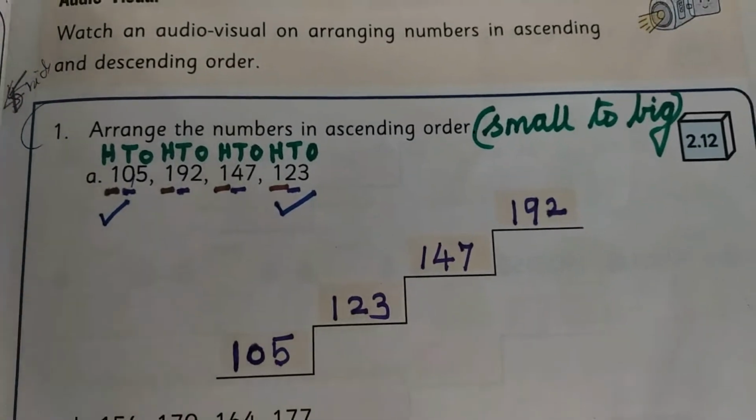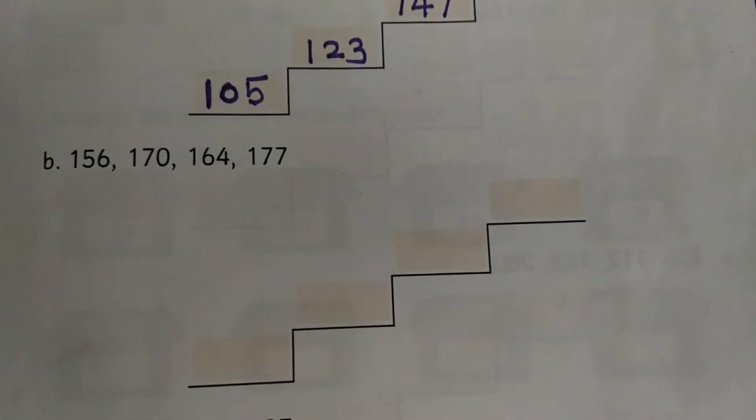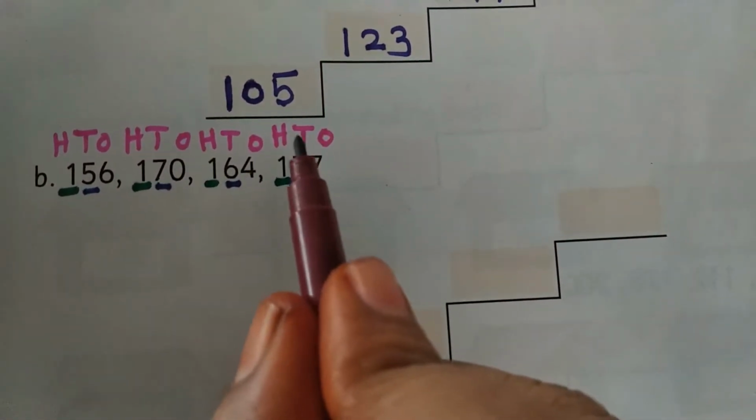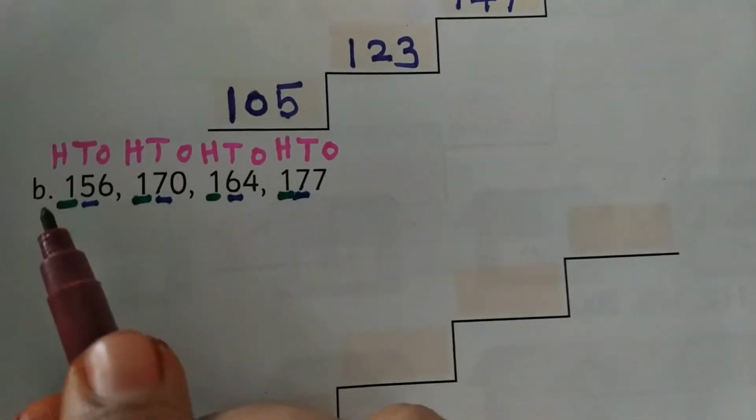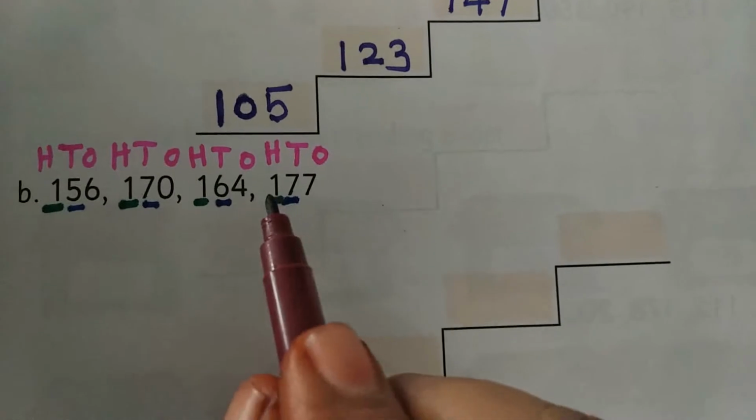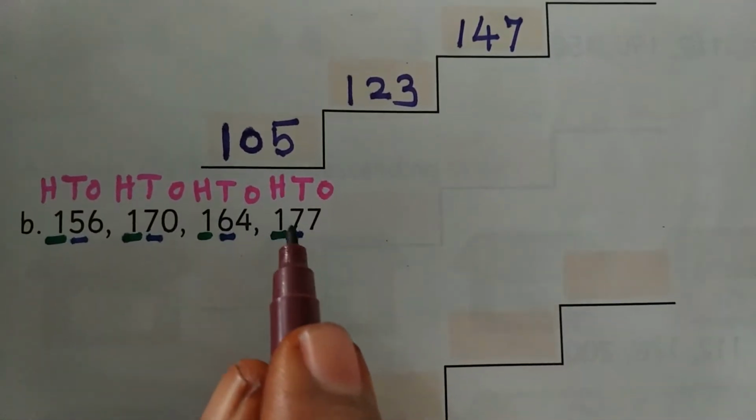Okay children? Yes. See the second sum. Now see the second sum children. See, they have given the numbers. You want to write the ones, tens, hundreds please for all the numbers. Okay. Then only it will be easy for you to compare these numbers. Okay, so how to find the smallest number children?